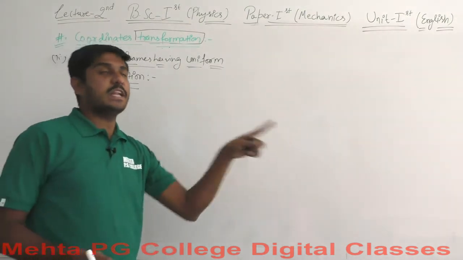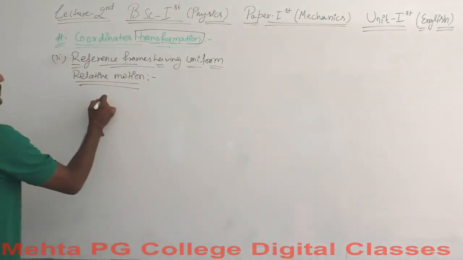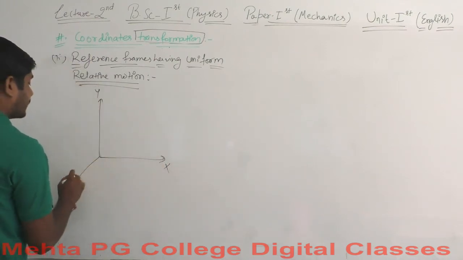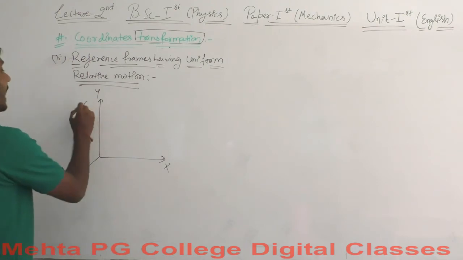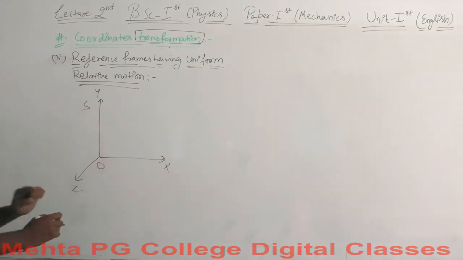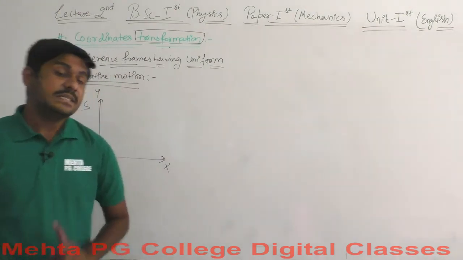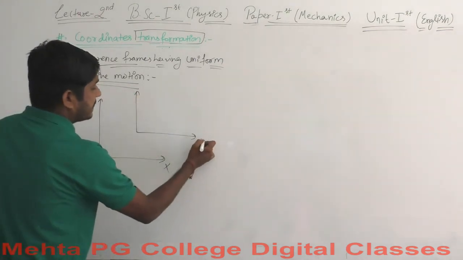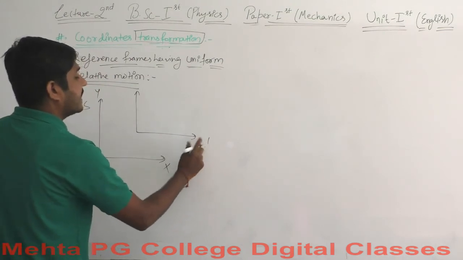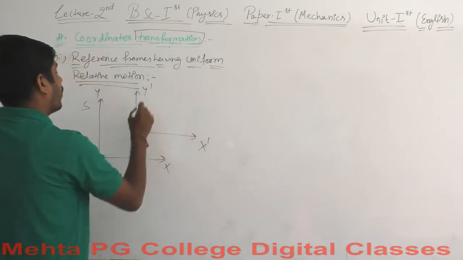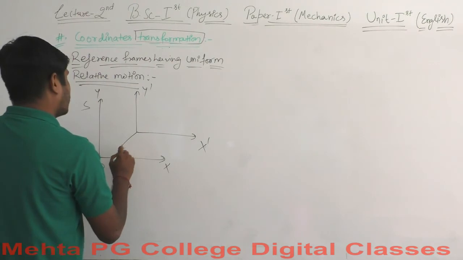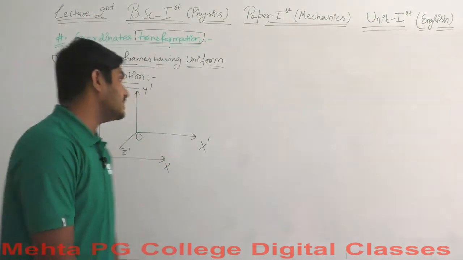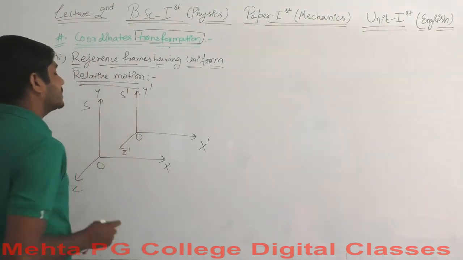First one is the primary reference frame. Let's say this is the primary reference frame, which is the S frame. This is the origin O, and then we are going to draw our secondary reference frame here. The axes are X dash, Y dash, and Z dash. Well, these are our two reference frames, and this one is the S dash, which is the secondary reference frame.